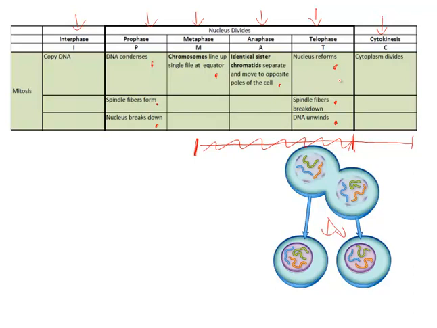So make sure that if I ask you or give you a picture, something like this, and tell you, well, this is part of mitosis, what's happening, don't tell me that the cytoplasm is dividing. Tell me the nucleus is reforming, spindles are breaking down, and DNA is unwinding, because cytokinesis is not part of mitosis. So make sure you keep those two separate.